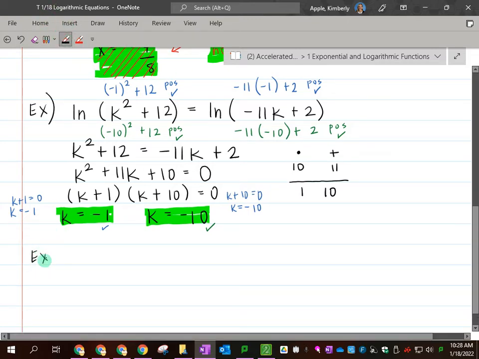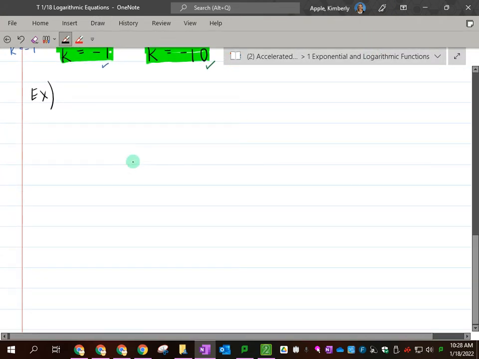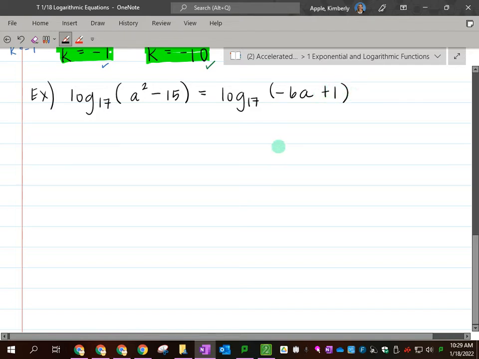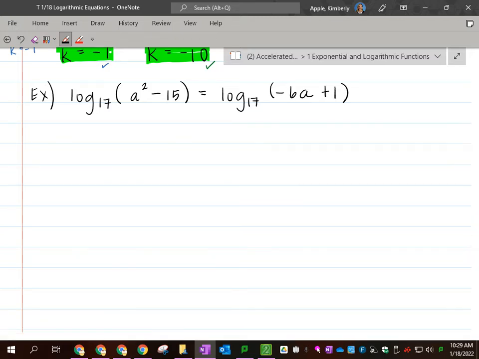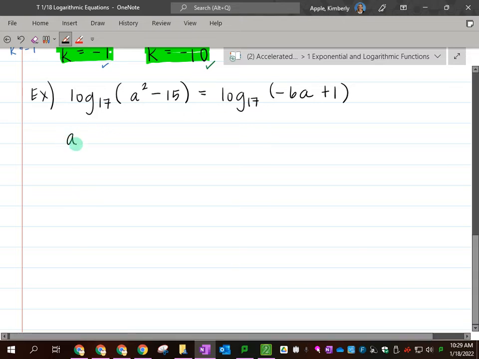So this is an example. Again, let's go again. Like I said, lots of examples. So this is log base 17 of a squared minus 15 equals log base 17 of -6a plus 1. So again, I've got 2 single logarithms. They're both positive. That's all I've got on both sides. Both have the same base. So let's go ahead and pull this out of here.